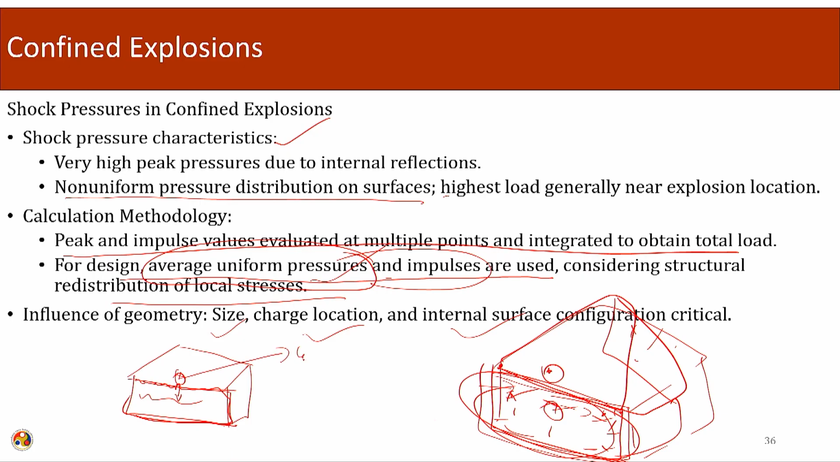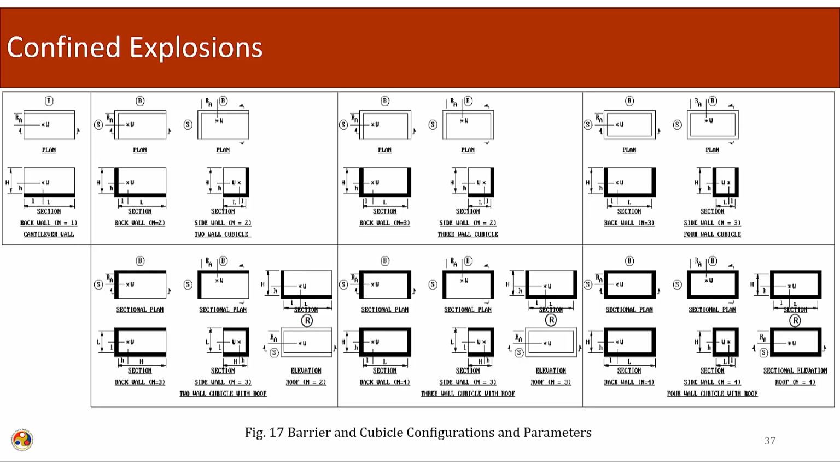So in addition to the weight of the charge and the location of the charge, the entire configuration of the structure also plays a key role in determining the response of the structure to this blast loading. So here we are showing the different barriers and cubicle configurations and parameters. So we can look at different types of structure.